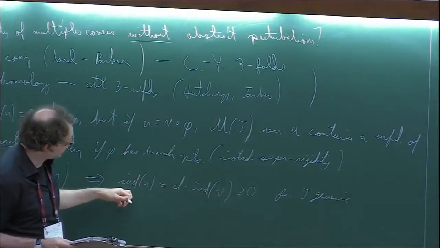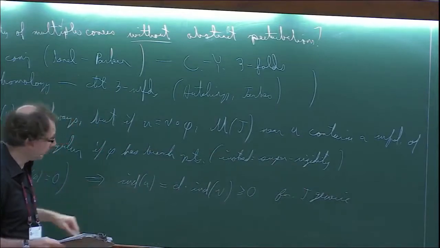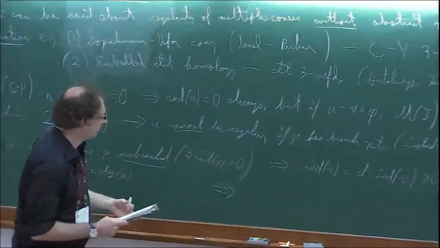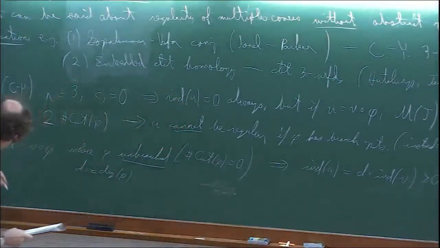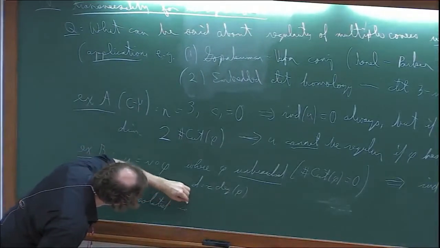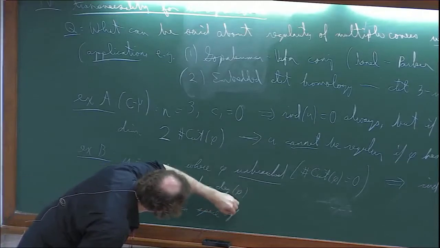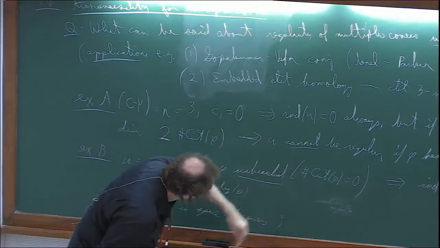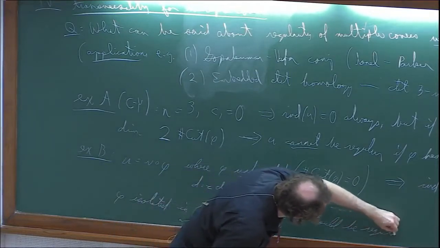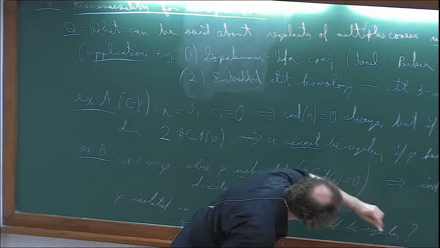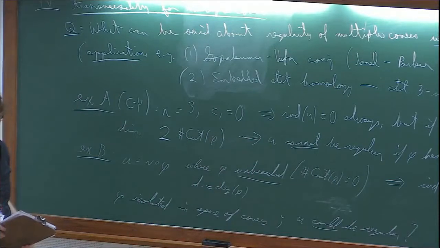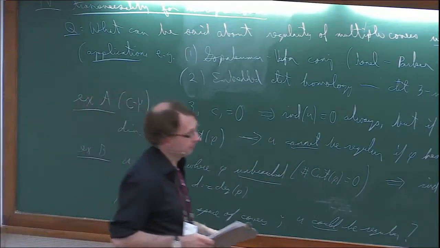So if the index of u is guaranteed to be non-negative, it could actually be true. Well, add one more observation beyond that. Phi is isolated in the space of covers. So u could, in that case, potentially be regular. We don't have a proof yet that it is, but there's no obvious obstruction to it, just from these dimensional considerations. Okay.